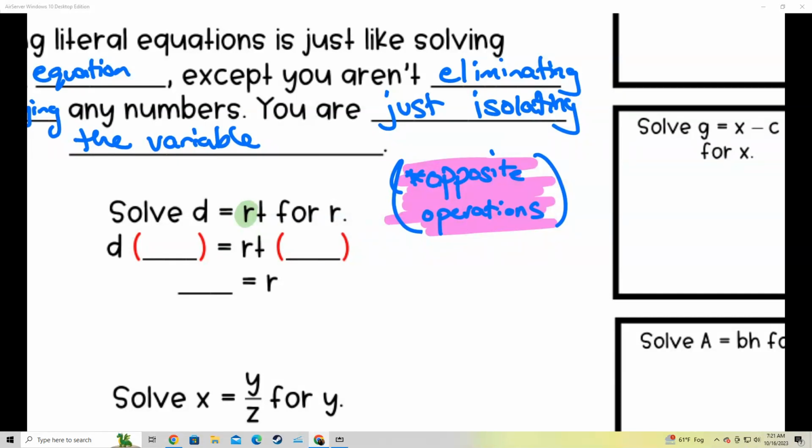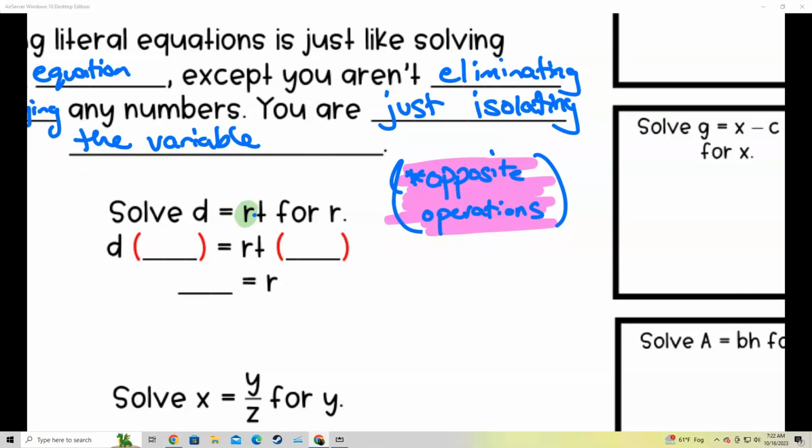I just see RT. You need to know that when two letters are stuck together like that, there is an imaginary dot in the middle of those two letters, which means multiply R times T. For example, if I told you T was 7, you would put R parentheses 7, which means you are multiplying the R and the 7. So understand that they are multiplying R times T. And remember, to get rid of the T, I need to do the opposite operation.